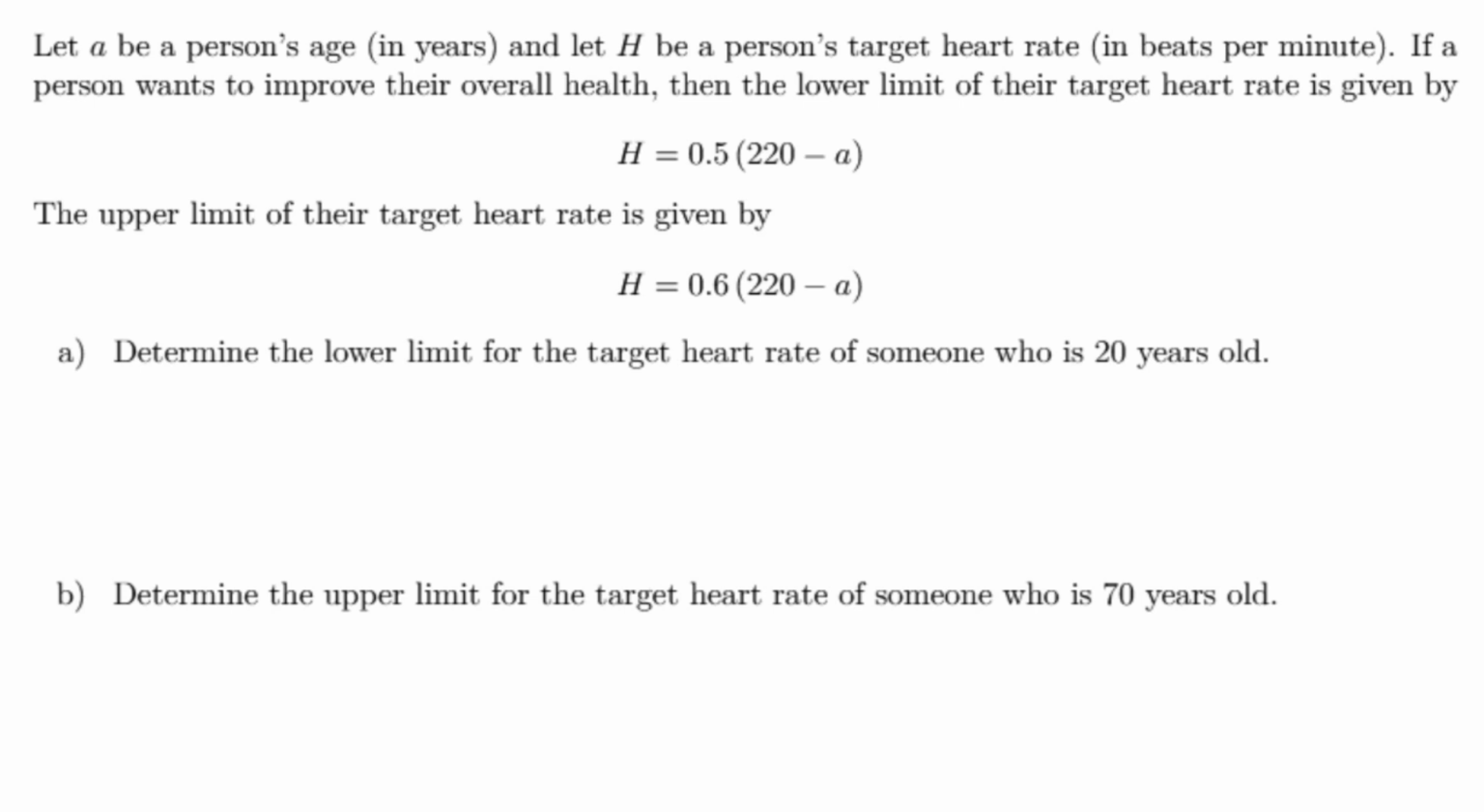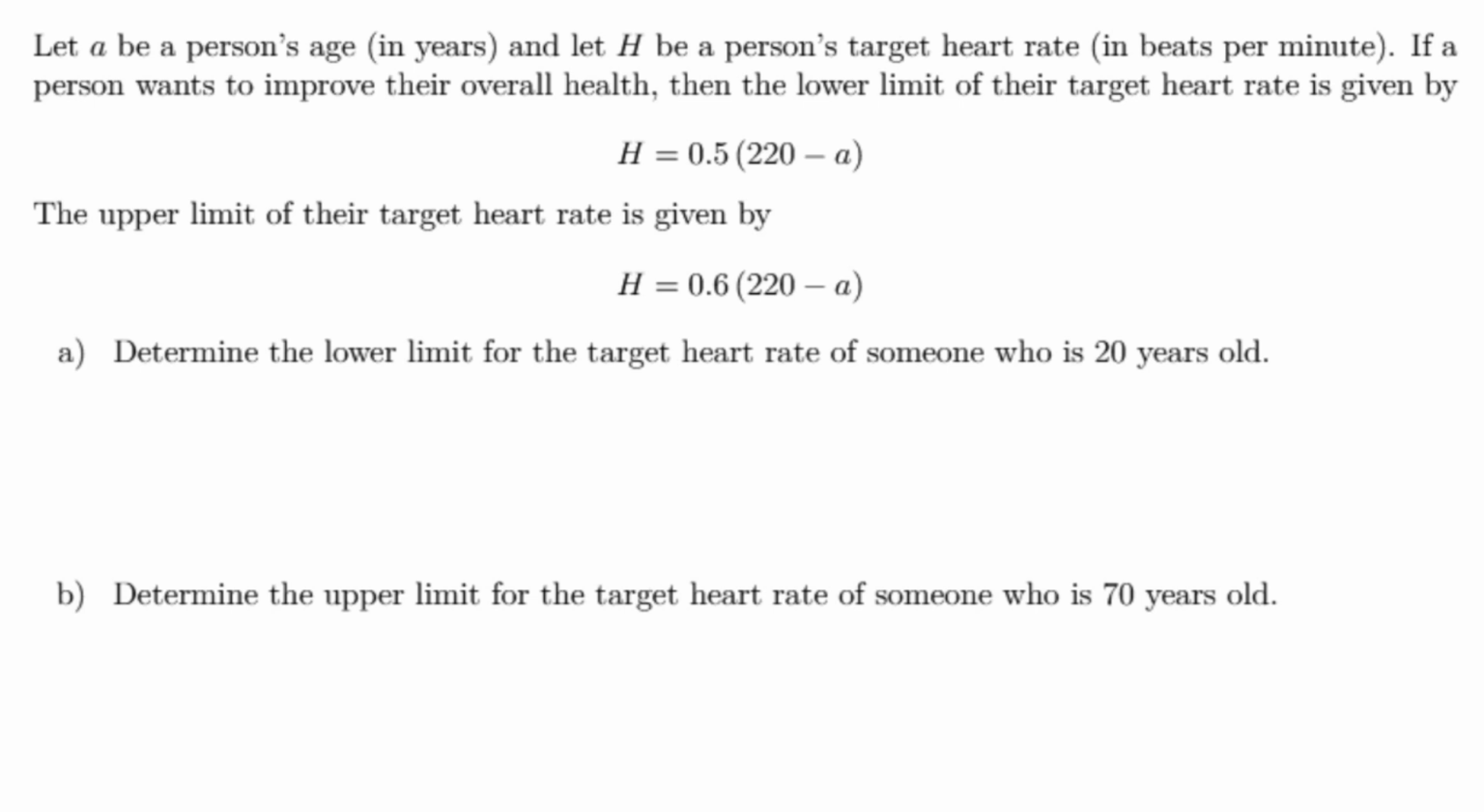If a person wants to improve their overall health, then the lower limit of their target heart rate is given by the equation H equals 0.5 times the quantity of 220 minus A. We're also given that the upper limit of their target heart rate is given by H equals 0.6 times the quantity of 220 minus A. We'll determine the lower limit of the target heart rate for someone who is 20 years old, and then we'll determine the upper limit for the target heart rate of someone who is 70 years old.